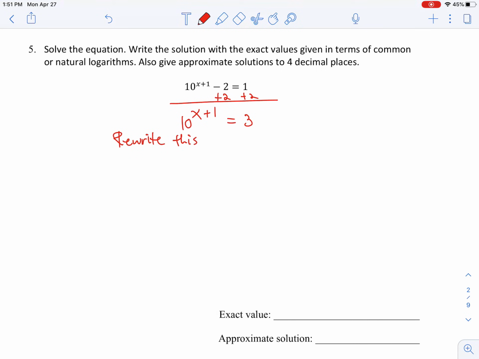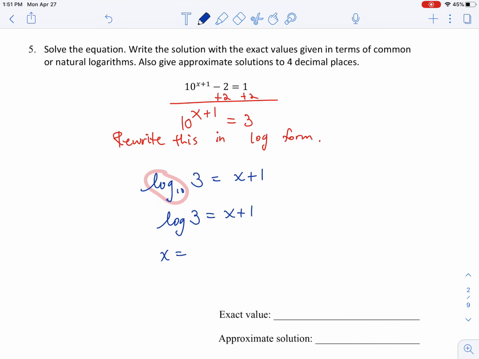Rewrite this in what form? Log form. Okay? So, log base what? 10, right? Of 3 equals x plus 1. Now, what is log base 10 though? That is just common log. So you can write that as log 3. If it's base 10, you can skip the base. So if I subtract 1 from both sides, I get x equals log 3 minus 1. And the reason I put 3 in a parenthesis is because I didn't want somebody to be confused and subtract 3 minus 1 here. So the exact value will be log 3 minus 1.